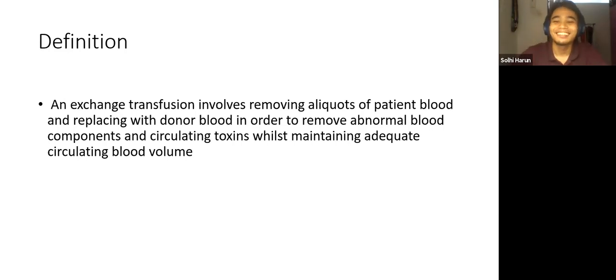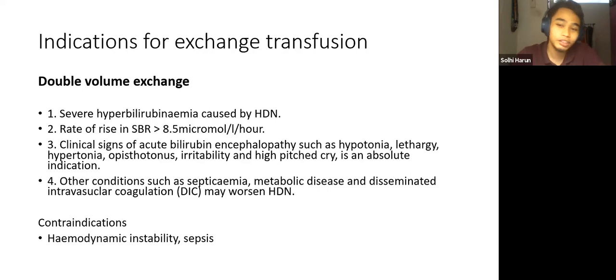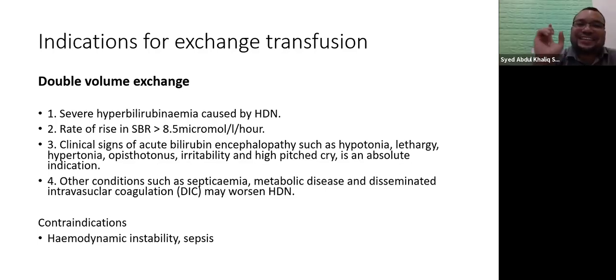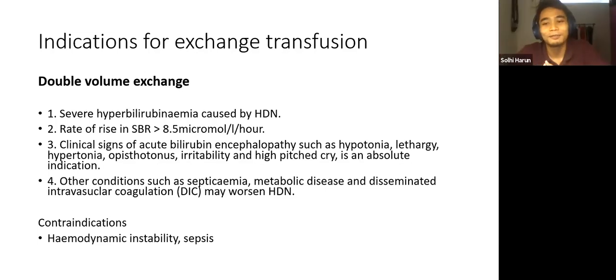Indication: exchange transfusion can be divided into two. We have double volume and partial volume exchange. Usually we do a double volume exchange. So this includes certain indications such as severe hyperbilirubinemia caused by hemolytic disease of the newborn, rate of rise in serum bilirubin more than 8.5 micromole per liter per hour, and if the patient has signs of kernicterus, such as hypotonia, lethargy, and so on, this is an absolute indication for you to start. Wait. Kernicterus is a post-mortem diagnosis. Acute bilirubin encephalopathy. Yeah.